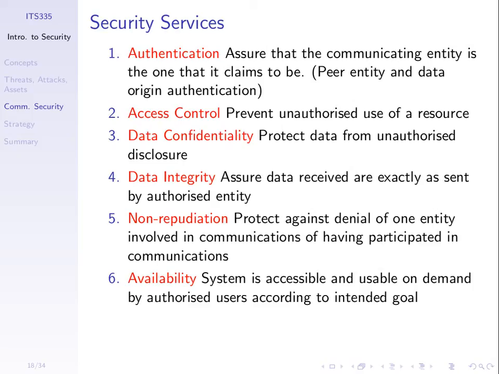Non-repudiation is to make sure that people cannot deny communications have taken place. Someone cannot deny that they've sent a message, or someone cannot deny that they've received a message. And availability is making sure our computer system and our network, our assets in general, are available to the normal users, that someone cannot make them unavailable so that we cannot perform our normal operations. So they're a common set of security services that we try to provide. We may not want to provide all of them in a particular computer system, but we would usually select from them.